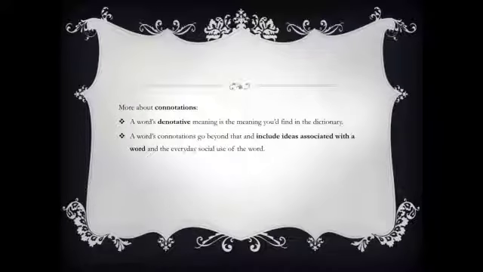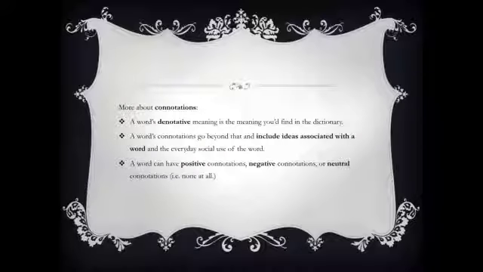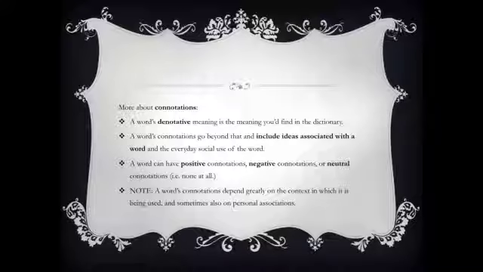But words have connotations that go beyond that and include ideas associated with the word and also the everyday social use of the word. So what kinds of connotations can a word have? Well, it can have positive connotations or negative connotations, or it can have neutral connotations or really none at all. It should be noted that a word's connotations do depend greatly on the context in which it's being used, and sometimes also on personal associations.